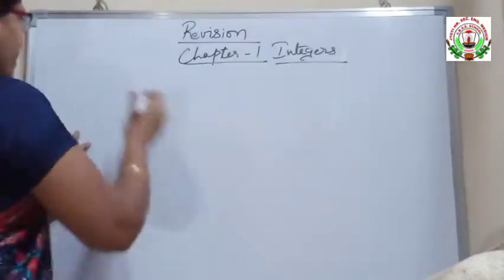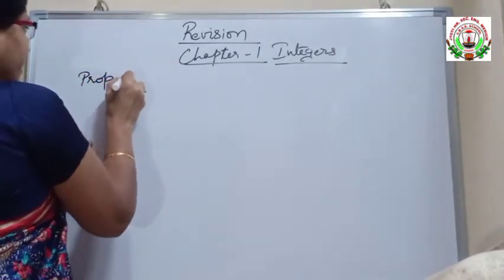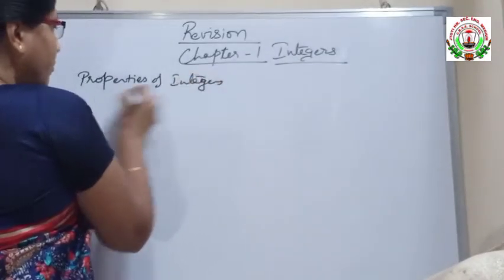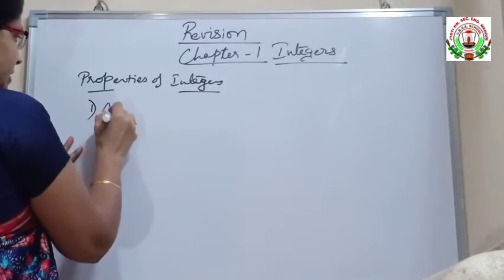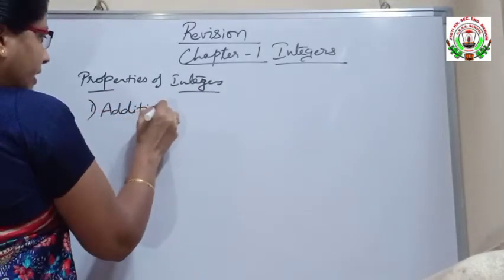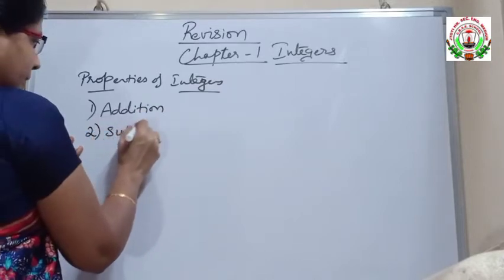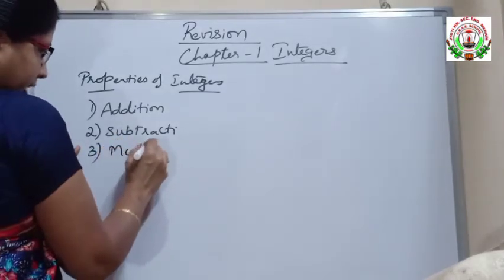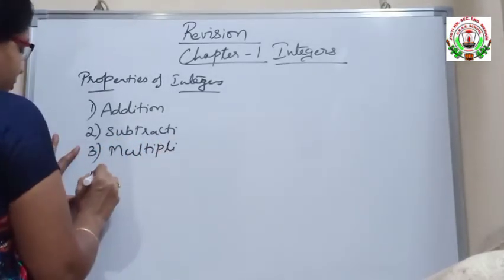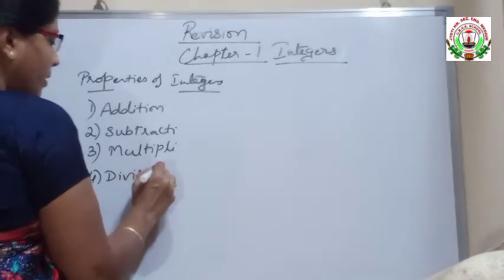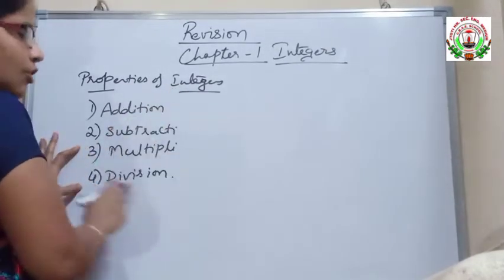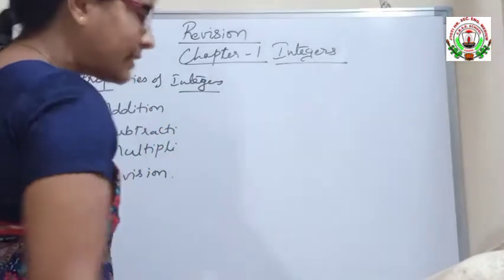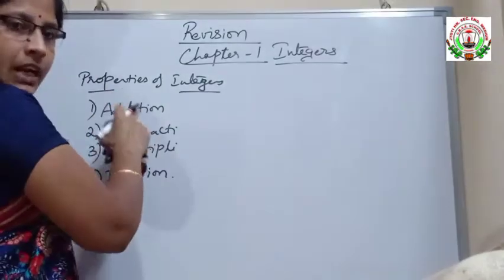Next comes the properties. Properties of integers. The first one is addition property. Second one, subtraction. Third, it is multiplication. Fourth is division. Means your properties of integers are based on these 4 principles, that is addition, subtraction, multiplication and division. Now let us see what are the properties which come under addition.